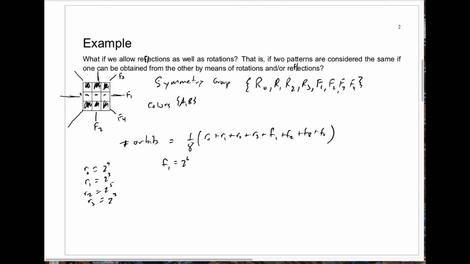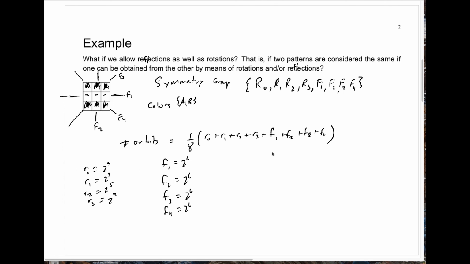And here's the neat thing. A similar argument will tell us F2 is also 2 to the 6th. And even though F3 and F4 are reflections across a diagonal axis, it's easy to convince yourself that you have the exact same number, 2 to the 6th colorings, which are invariant under those reflections as well.